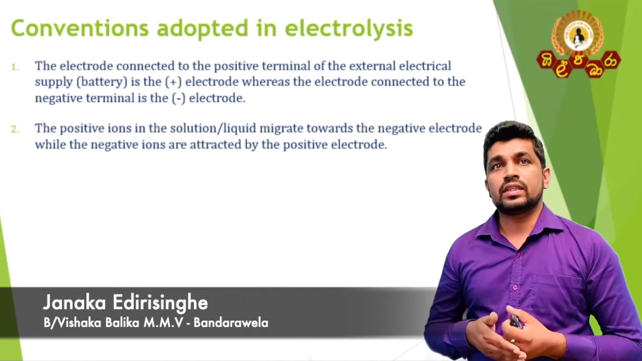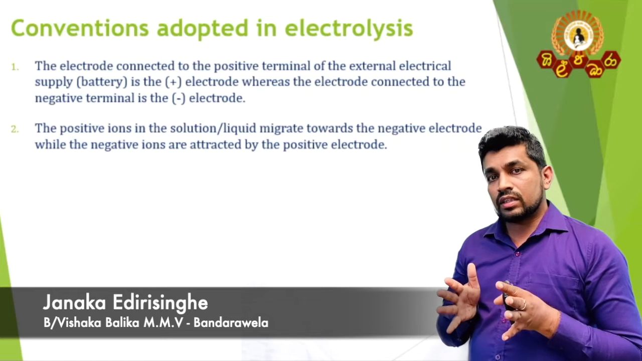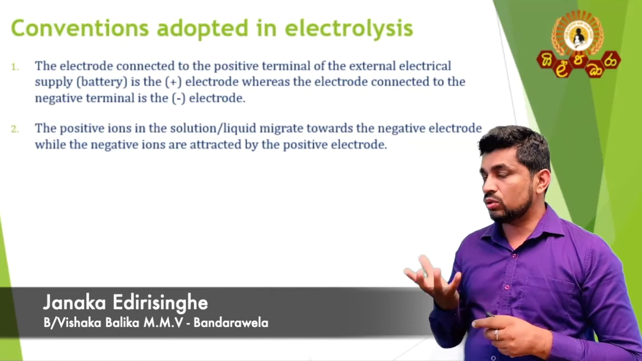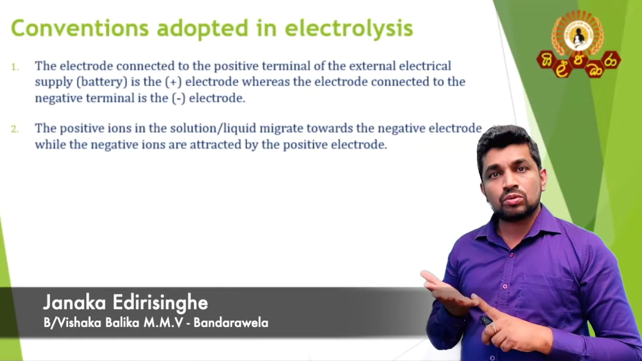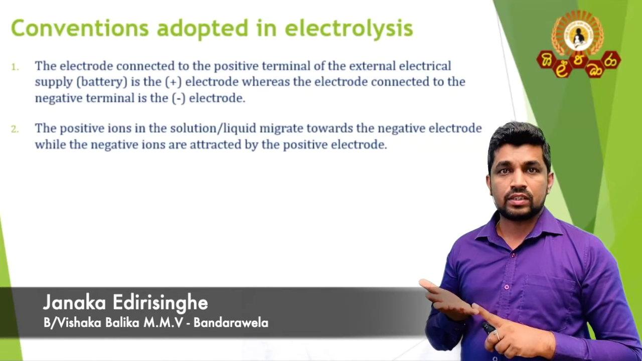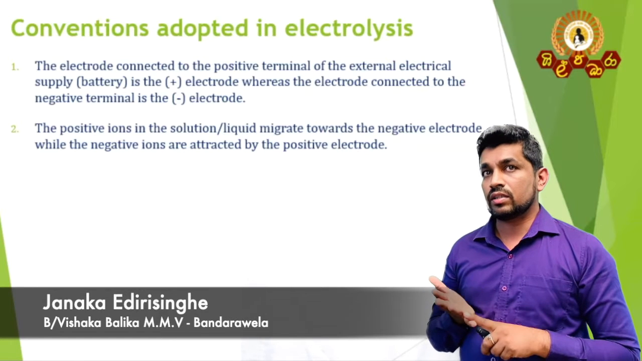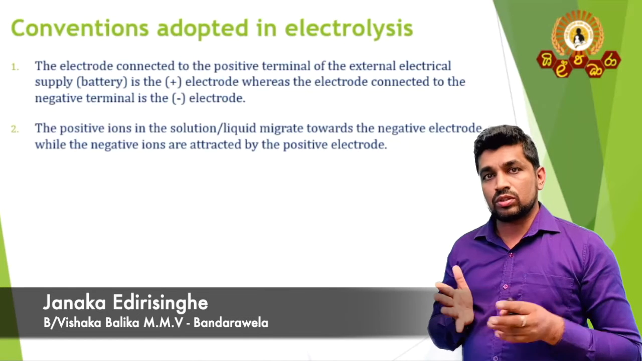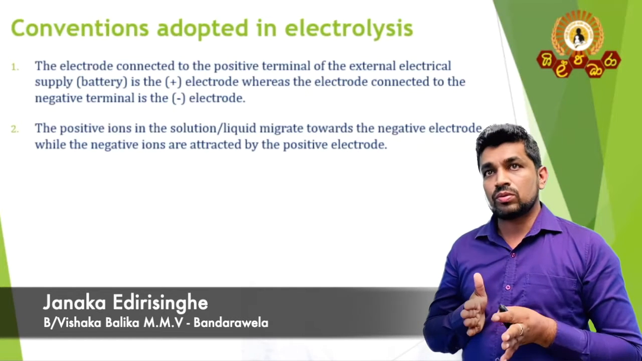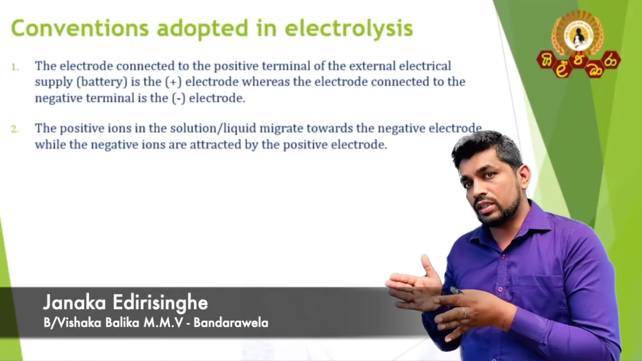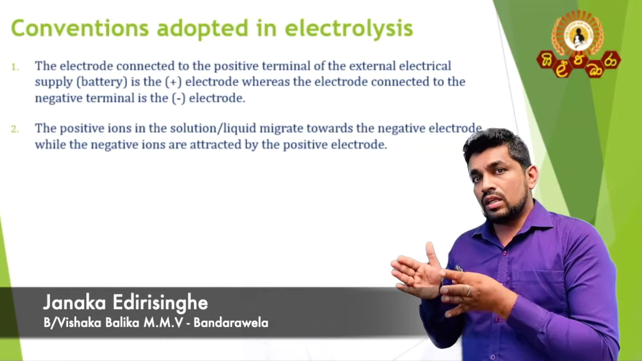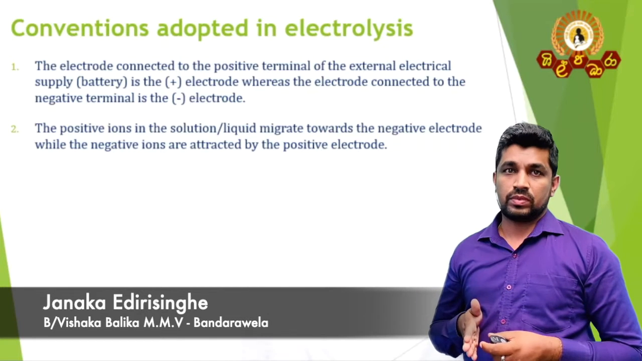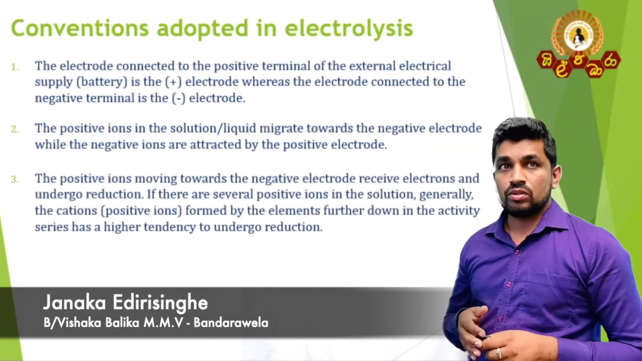The second one is the ionic solution we use. This ionic solution is a solution containing two major types of ions: positive ions and negative ions. When conducting electricity through the solution, the positive ions migrate towards the negative electrode, and the negative ions move towards the positive terminal, right? You should know that.